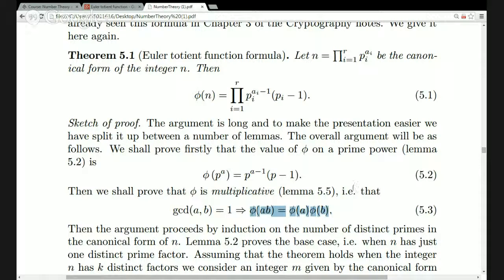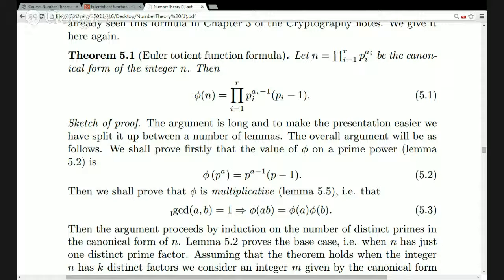A weaker condition is not that that holds for every a and b, but that it only holds for those a and b that are co-prime to one another. So if a and b are co-prime, then if this formula is always true, if the value of the function factorizes as phi of a times phi of b, then that function is called multiplicative. And we will prove that the function phi has this property. Phi is multiplicative.